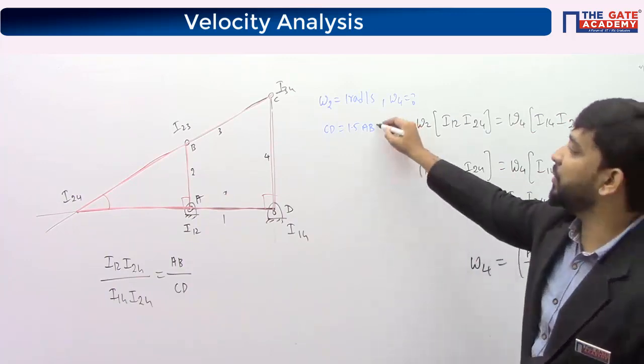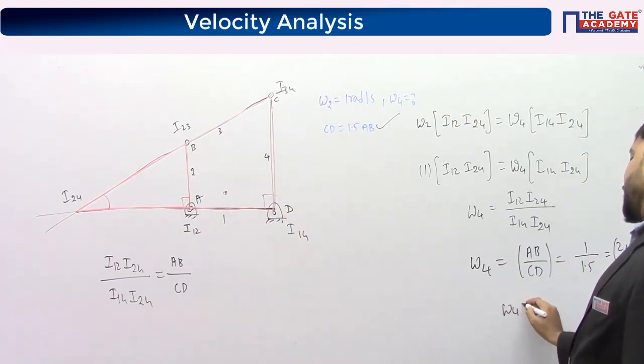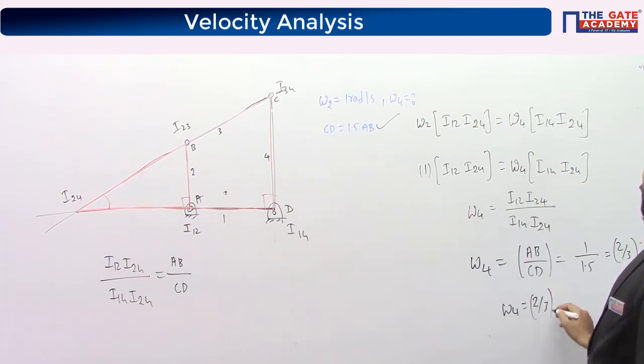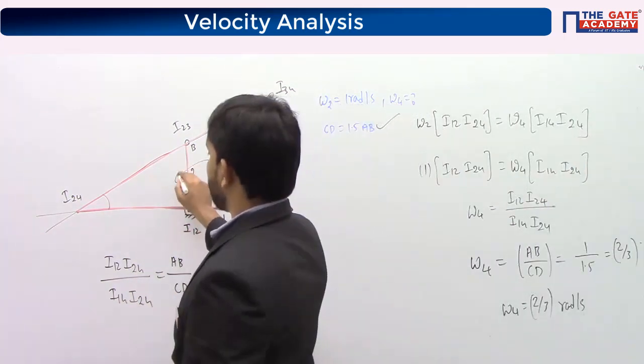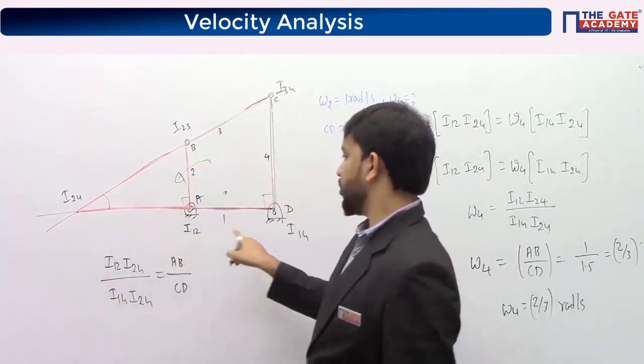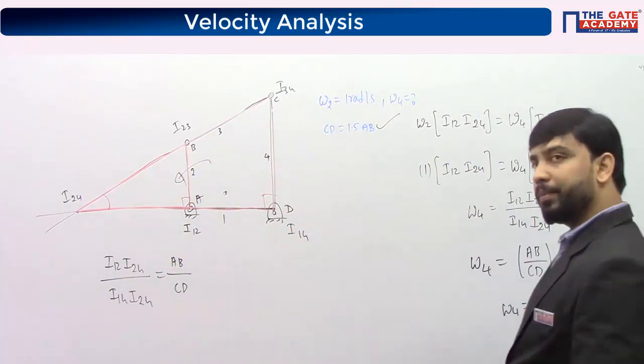So in the question he gave this one. AB by CD is 1 by 1.5. Okay. So omega 4 is 2 by 3 radian per second. And is it clockwise or counterclockwise? This is counterclockwise. This is the common I center. Both the I centers are lying on the same side. So this is also counterclockwise.